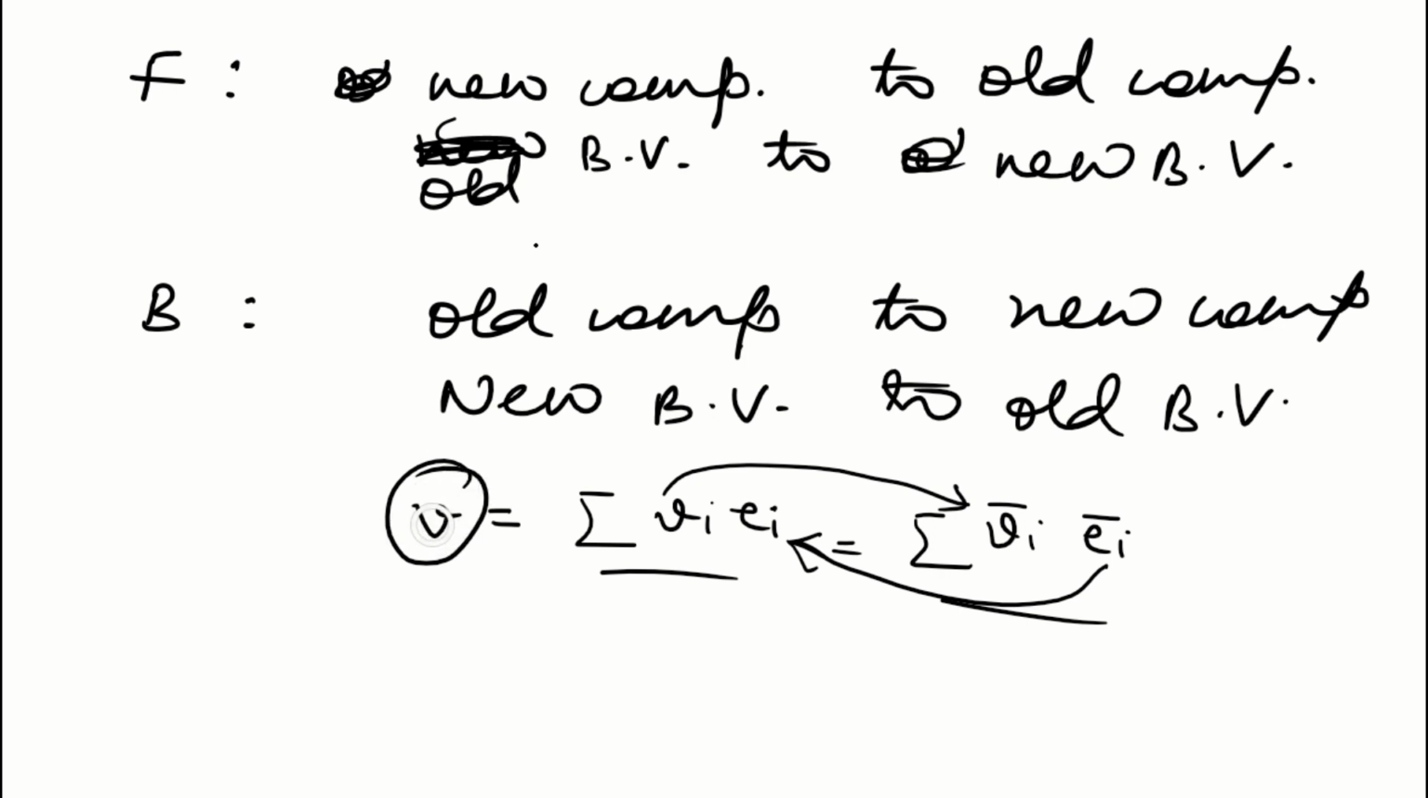If you are moving from one coordinate system to another, the components will change and the basis vectors will change. But here we have seen that the components change in one direction and the basis vectors change in the other direction. That's why it cancels the effect of change and the value remains invariant.